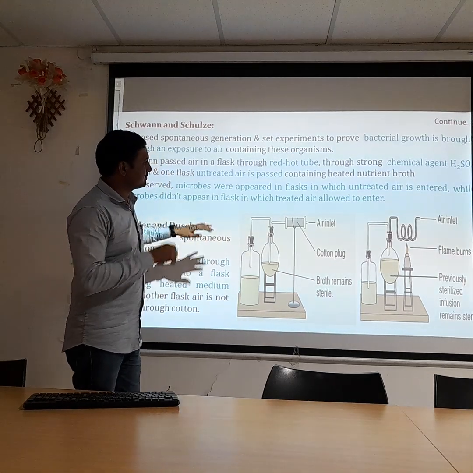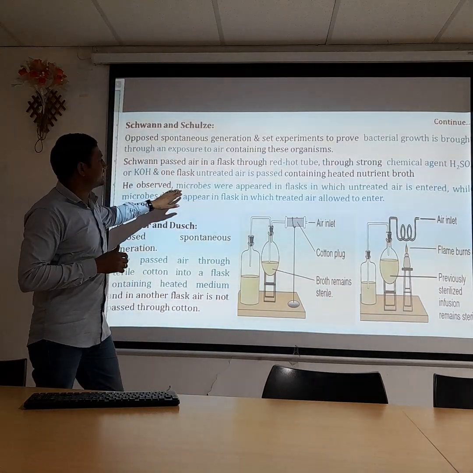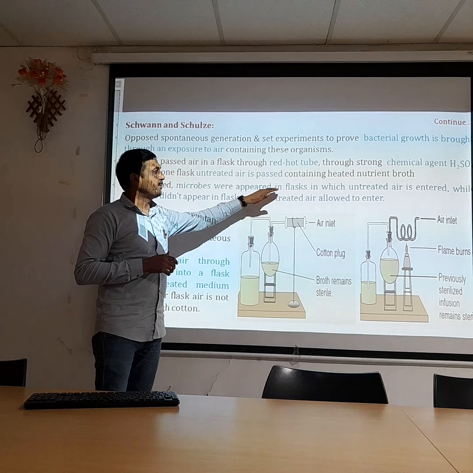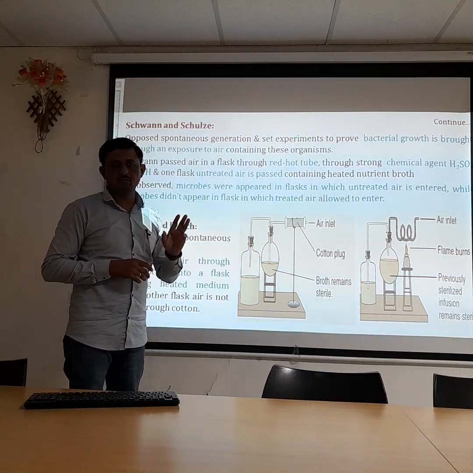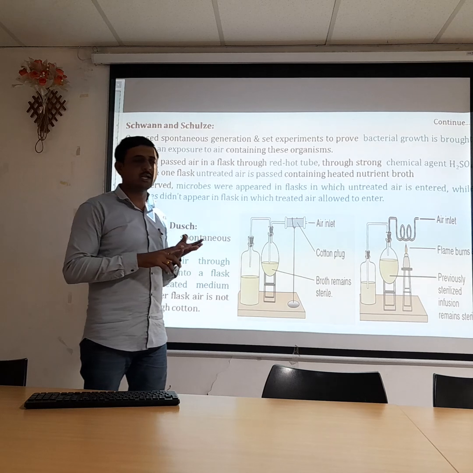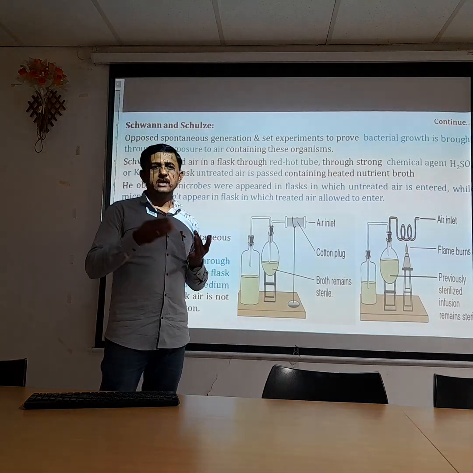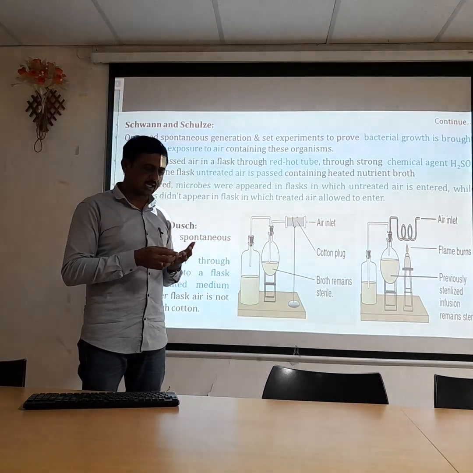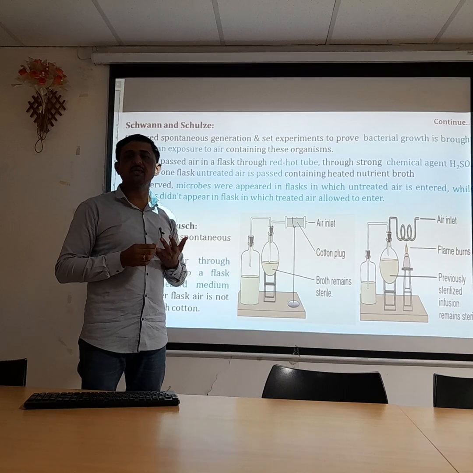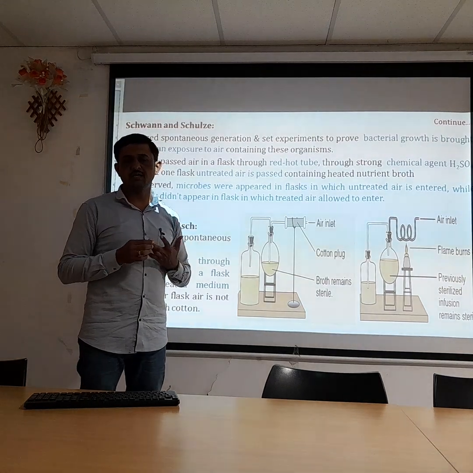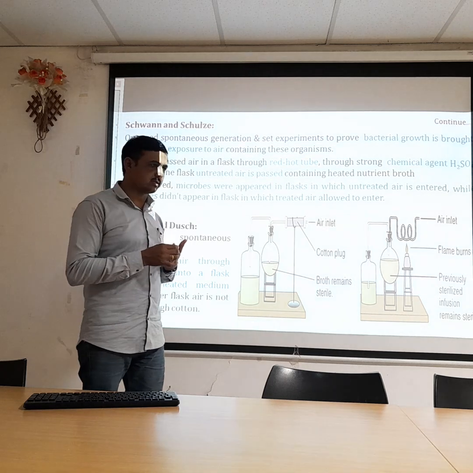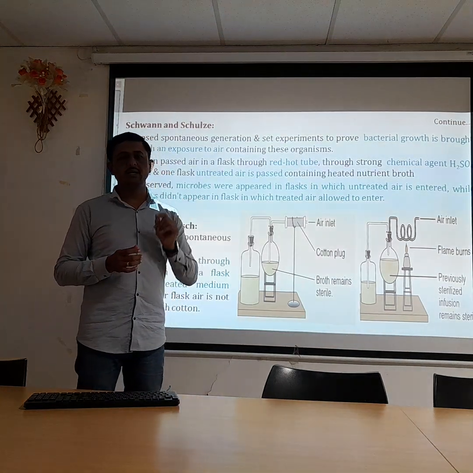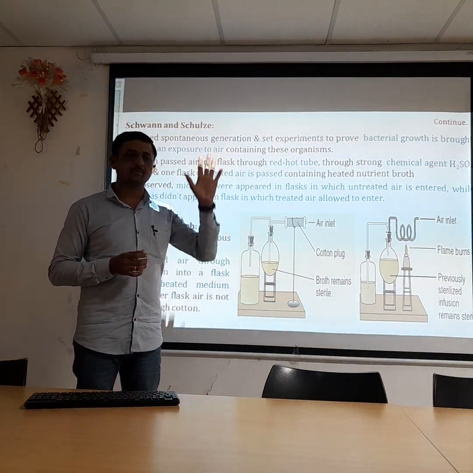So he observed that microbes appeared in the flask in which untreated air entered. So we set up three experiments. In one flask we passed the air through a red hot tube. In another experiment they passed the air through strong substances like hydrochloric acid or KOH, and in the third flask they passed untreated air, as present in the air.